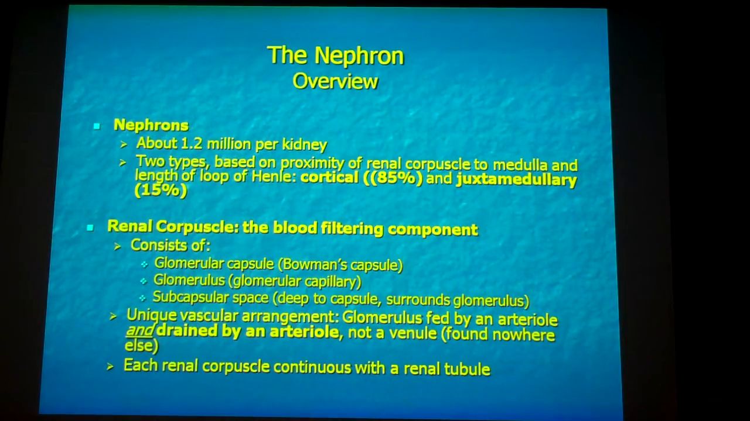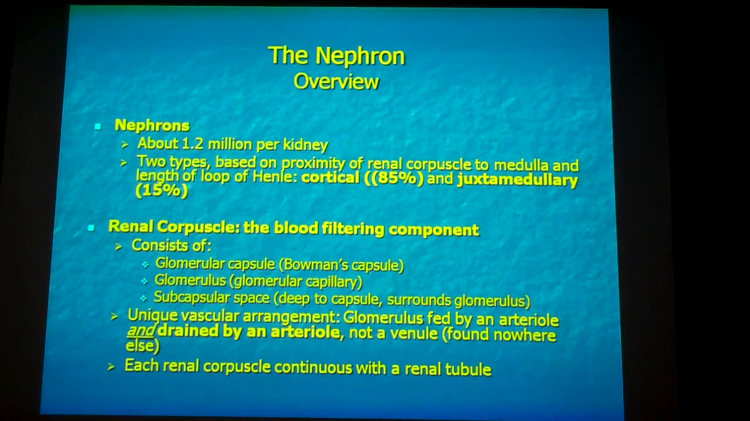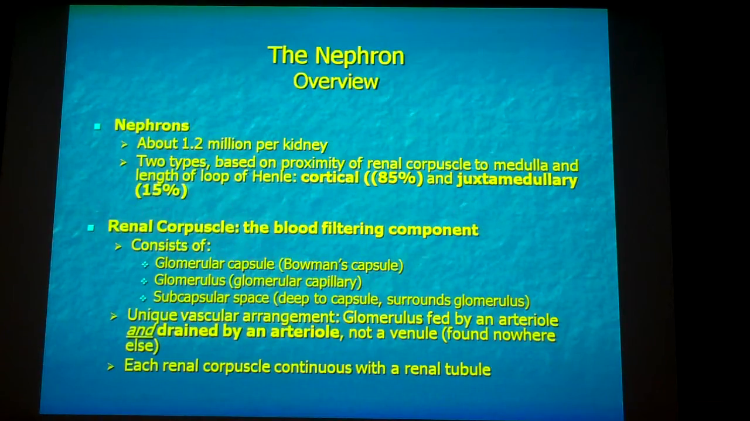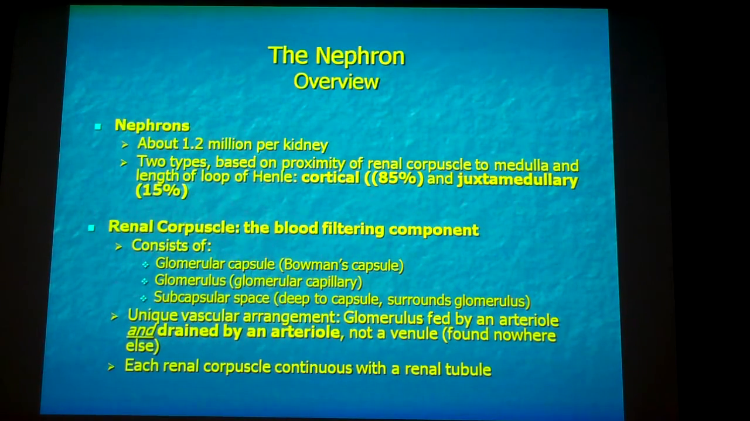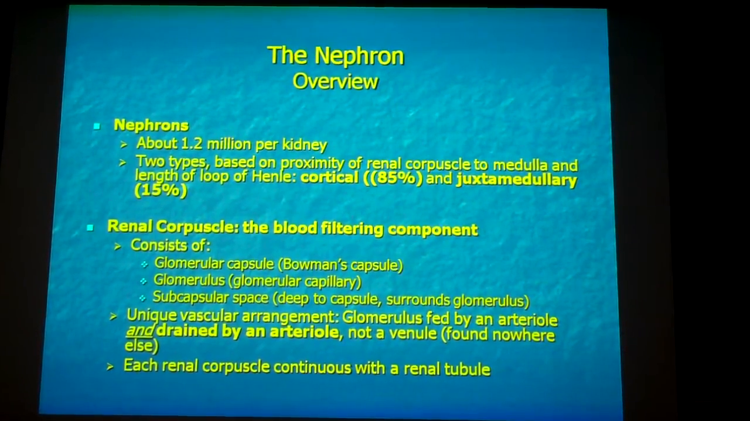All right, so, in summary, we got about 1.2 million nephrons in each kidney. There are two types, as we just mentioned. The renal corpuscle consists of those three components that we mentioned: the capsule, the glomerulus, and the subcapsular space. And the renal corpuscles are unique because their capillary is both fed by and drained by an arteriole, the only place in the body where you see this occur.